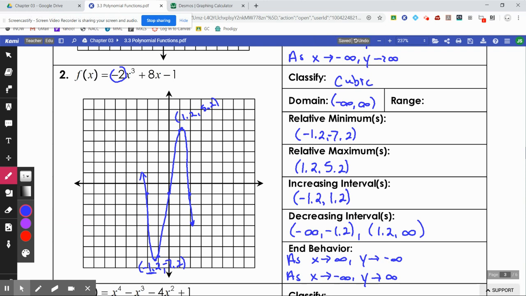We didn't do our range, so let's go ahead and take care of that. The range would, notice my graph goes down forever, and it actually goes up forever. So my range would also be from negative to positive infinity.